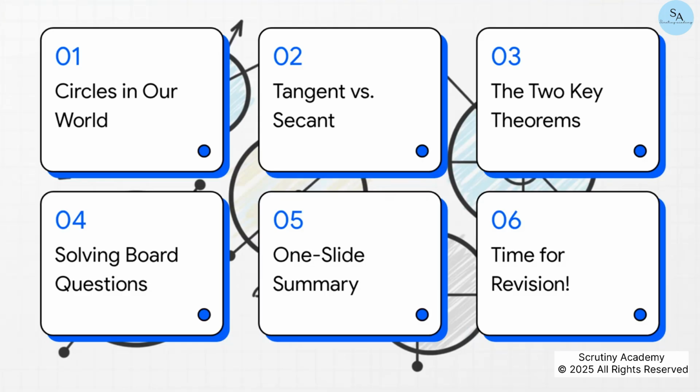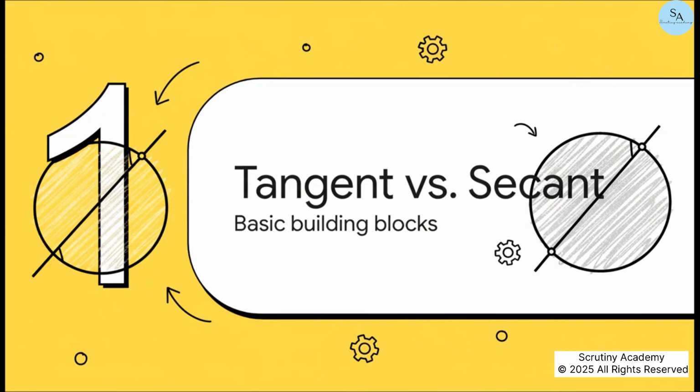So here's our game plan. We'll start with the absolute basics, then we'll dive into the two big theorems that unlock everything. After that, we'll apply them to actual exam questions, and we'll finish up with a super fast summary and a quick quiz to make sure you've got it down. Let's jump in. Okay, first things first, let's get our foundation solid.